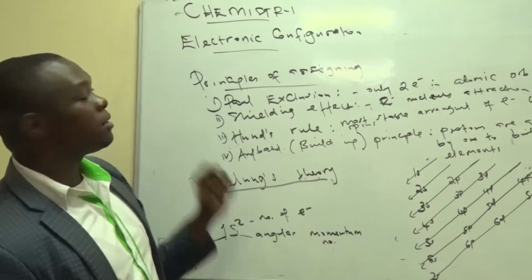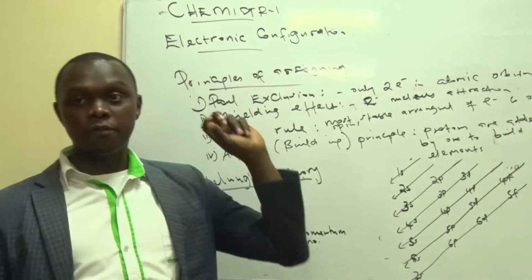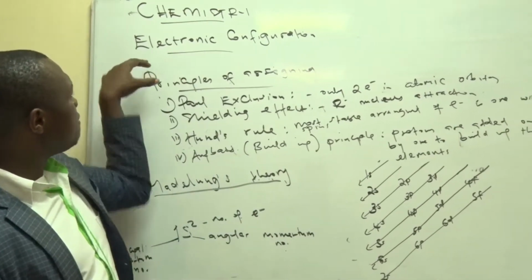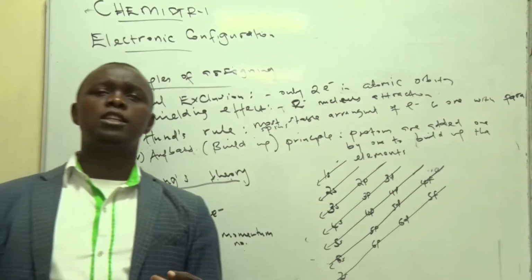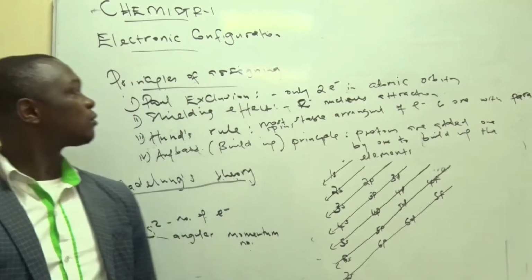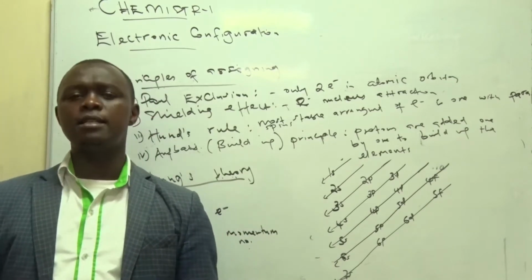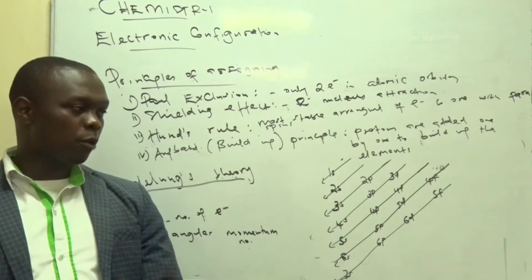Now we're looking at chemistry and a subtopic called electronic configuration, which is under inorganic chemistry. When we define electronic configuration, we are describing the distribution of electrons within the orbitals of an atom of the element. We have principles which are normally applied in assigning electrons within the atomic orbitals.